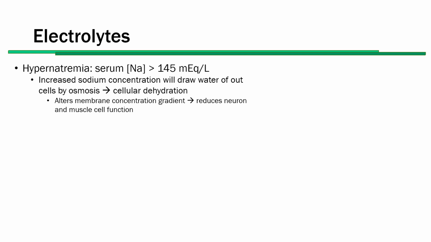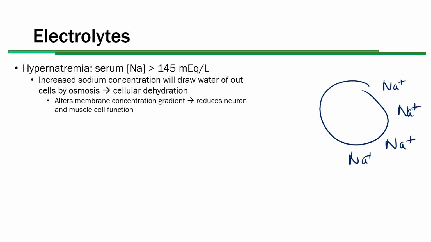So we already know that sodium is usually high outside the cell. Well, it's always high outside. I don't want to say always, but the vast, overwhelming majority of the time, sodium is higher outside of the cells. So if there's an increase in this sodium concentration above what it normally is, that's going to draw water out by osmosis and it's going to dehydrate the cells. But it's also going to alter the concentration gradient. So if we alter the concentration gradient of sodium outside relative to inside, that can change our neuron and muscle cell function.